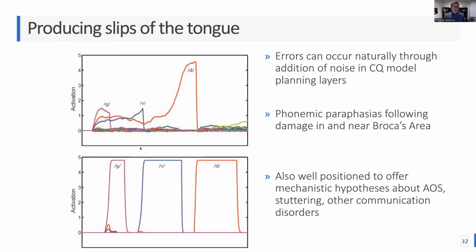So instead of saying GODIVA, the model would say GOVIDA, which would sort of map on nicely to the kinds of speech sequencing errors that typically occur. And this also helps us to think about explaining things like phonemic paraphasias following damage to Broca's area, and also gets us closer to understanding some communication disorders like apraxia of speech and stuttering, where a lot of the action in the pathology is happening at this level of selection and sequencing rather than at the level of motor control of a sensory motor chunk.